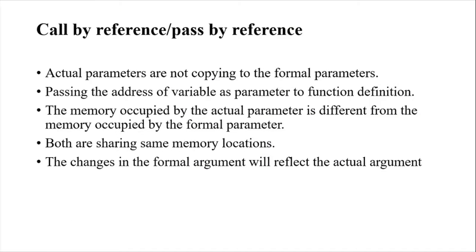So let us have a look at call by reference. As the name itself says, reference means we will not copy the actual parameter to the formal parameter. Instead of that, we just pass the address of the variable as a parameter to the function definition. That is, actual parameters are not copied to the formal parameters; we pass the address of the variable as a parameter to the function definition. The memory occupied by the actual parameter is different from the memory occupied by the formal parameter.